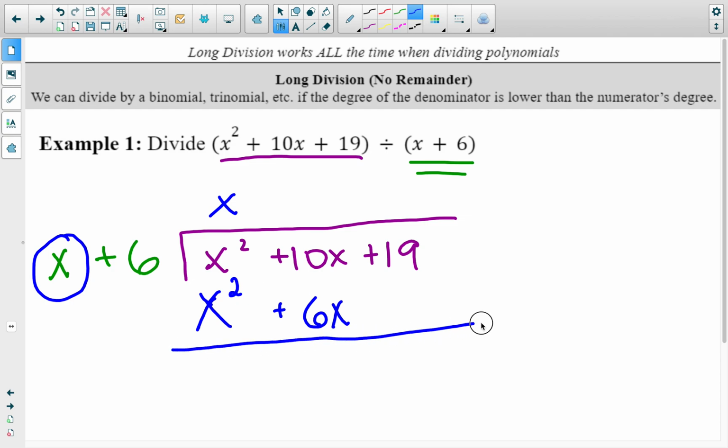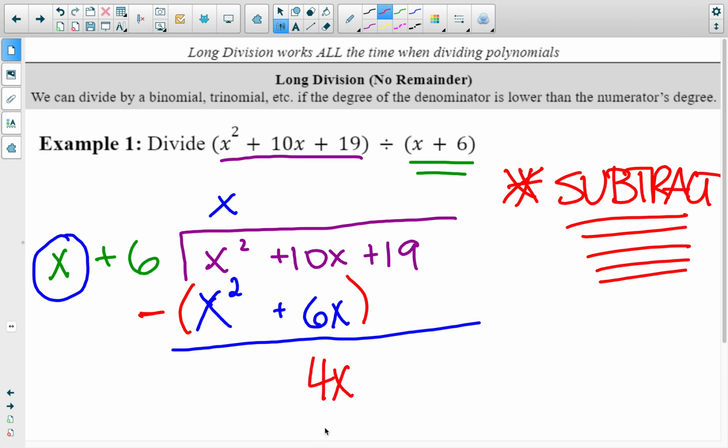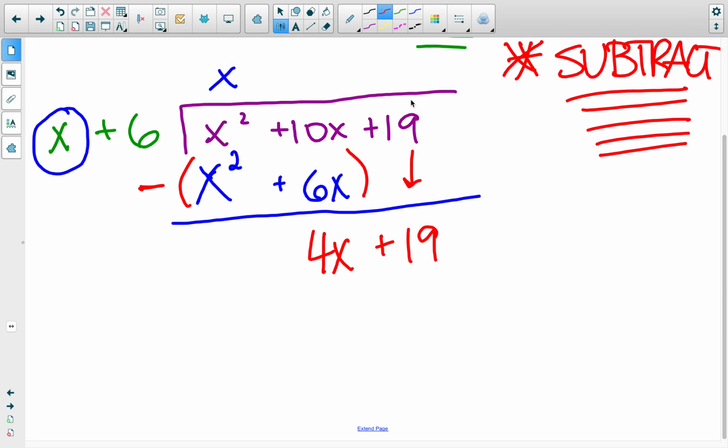And then now we're going to subtract. This is where people mess up. Okay, put a big star here for yourselves, that you are going to subtract. Okay, x squared minus x squared is 0. Okay, so we can just not write anything down there. 10x minus 6x gives us 4x. Okay, and we're always going to drop down whatever comes here. And then we're going to repeat the process.